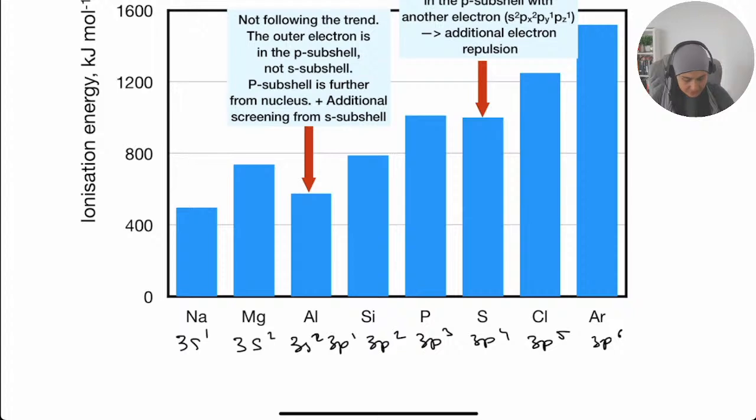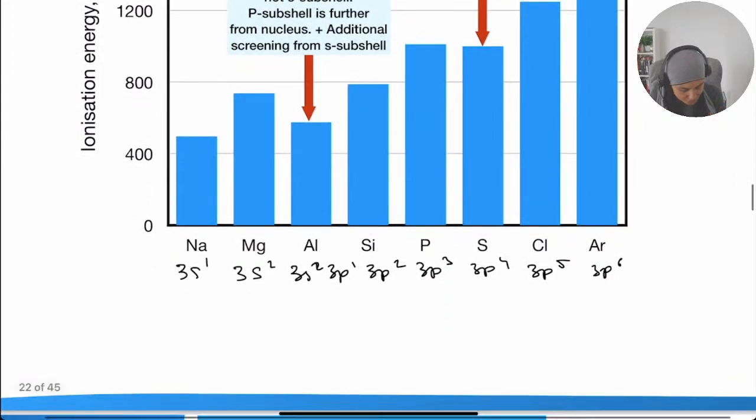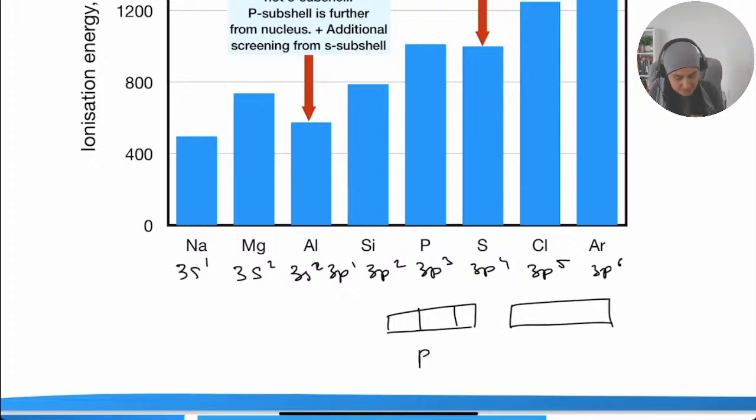Then for silicon, we're removing a p electron and just adding a proton, so all works. Phosphorus again, 3p3, all works. Then why is sulfur an exception? For sulfur, we're also removing a 3p electron, but let's look at that electron. So for phosphorus, we said that it's 3p3, sulfur is 3p4. So if we draw out the boxes with arrows notation.